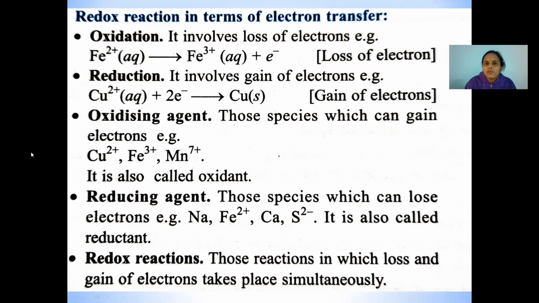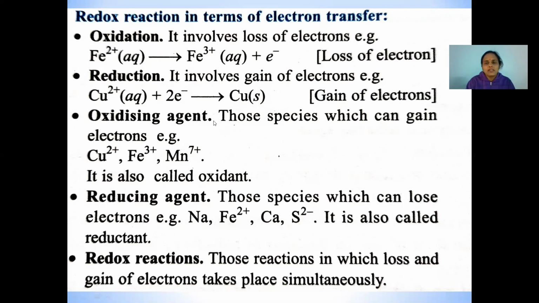So look at the example of oxidation. Iron in +2 state goes to iron in +3 state by loss of 1 electron. This is the process of oxidation that is occurring. Reduction involves gain of electrons. So copper in +2 state gains 2 electrons and results in giving you Cu. So gain of electrons is a process of reduction.